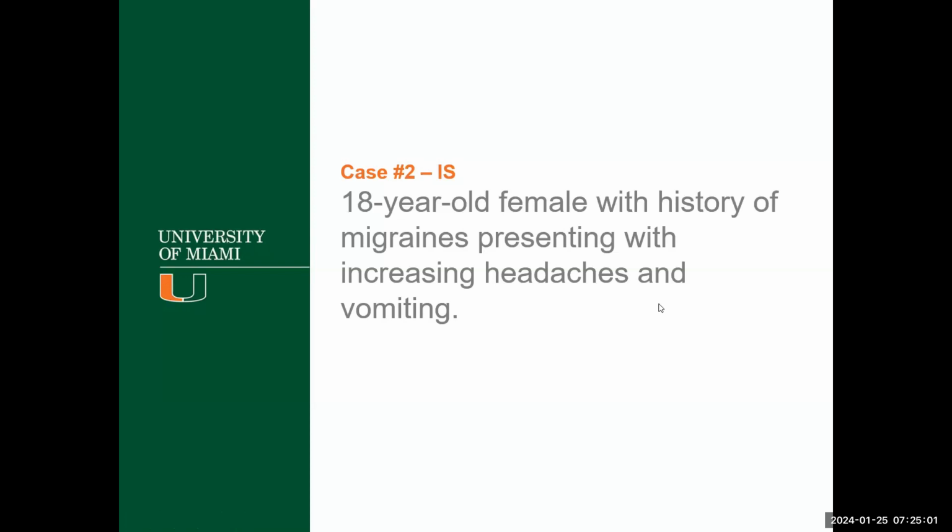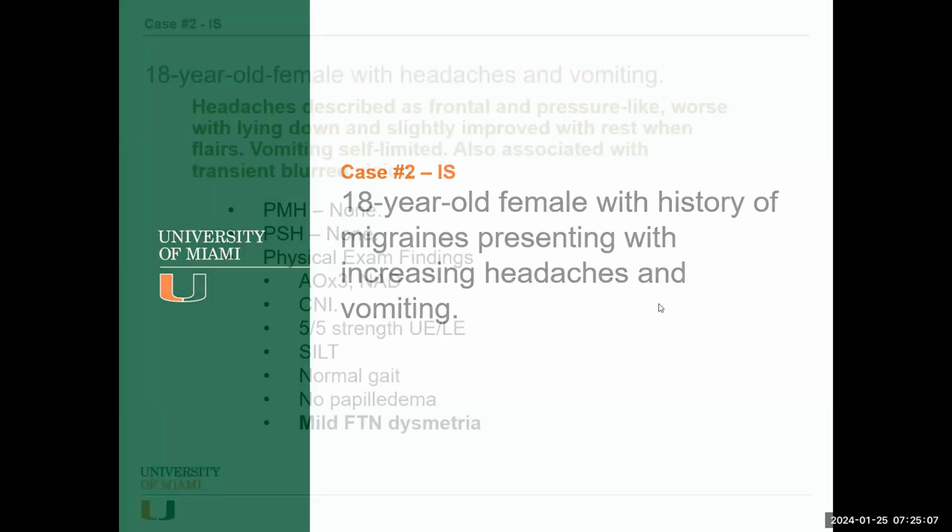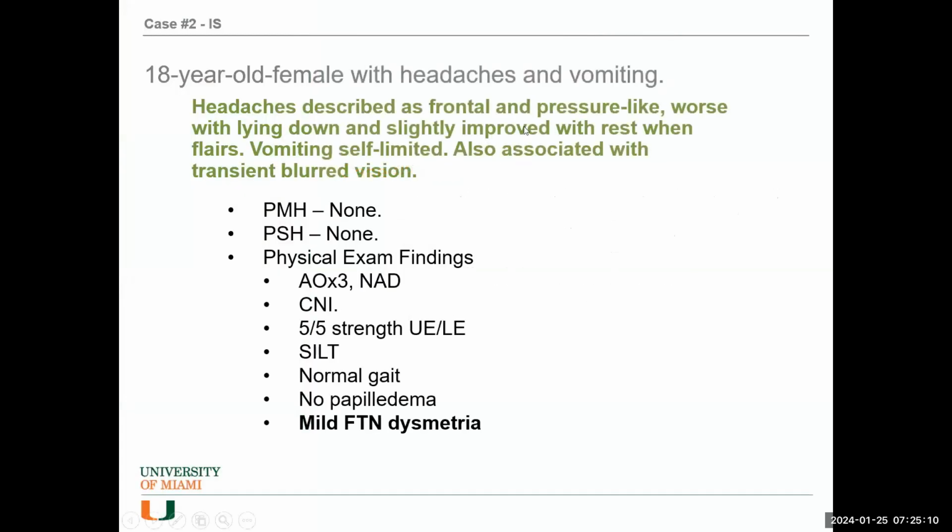Sure. 18-year-old female with a history of migraines presenting with increasing headaches and vomiting. The headache is described as frontal and pressure-like, worse when lying down, and slightly improves with rest when it flares. Vomiting is also self-limited in the emergency room, and it was also associated with transient blurred vision. Nothing in the past medical or surgical history, and otherwise intact besides some mild finger to nose dysmetria. So just based off this clinical vignette, young girl, lots of headaches, pressure-like, worse when lying down, what is this describing?